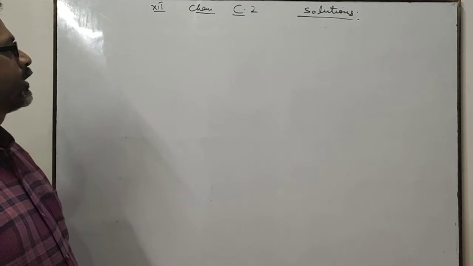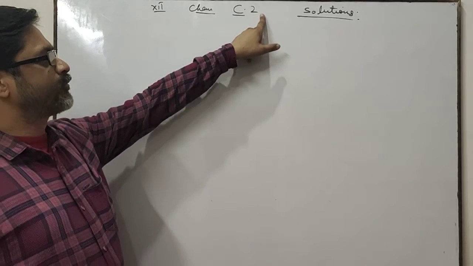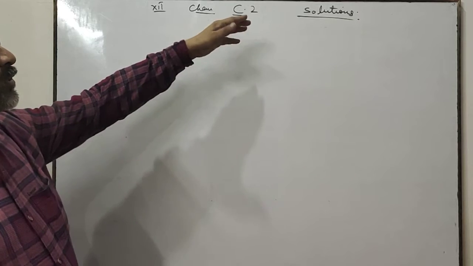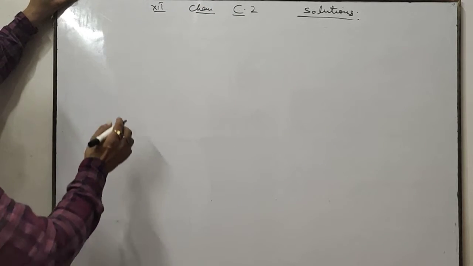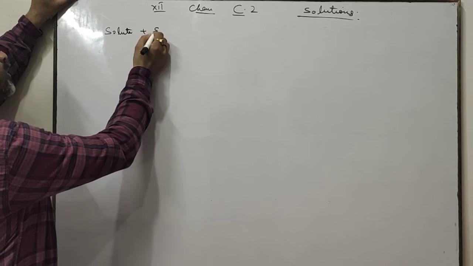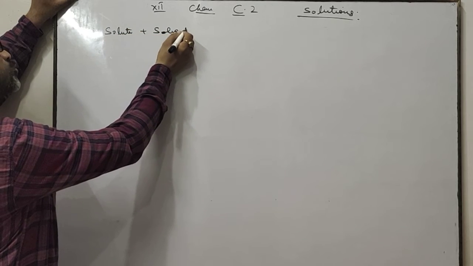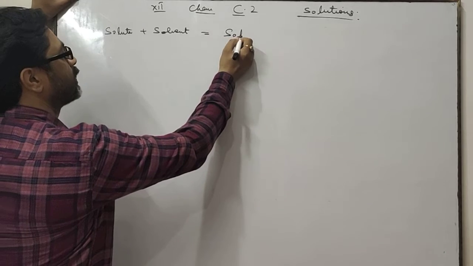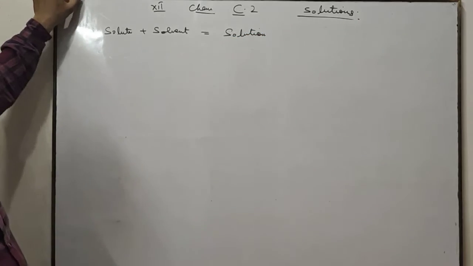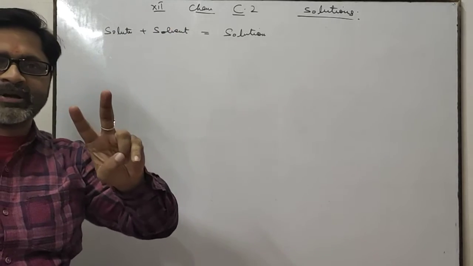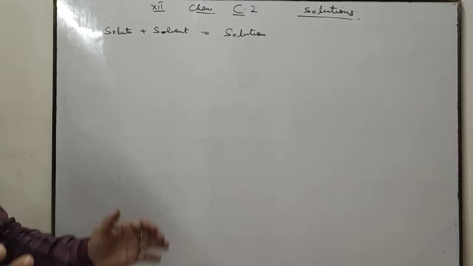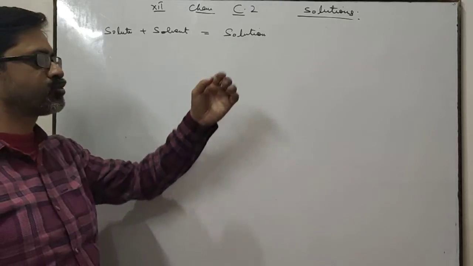I am going to teach you about chapter 2 of your chemistry. That one is solutions. What is a solution? You know that solute and solvent mix together to form a solution. Means you can say any solution is made up of two components. Generally, solute and solvent combine together to form a solution.